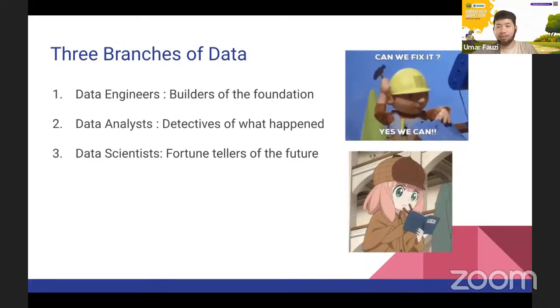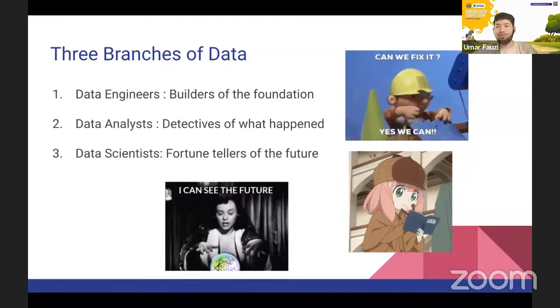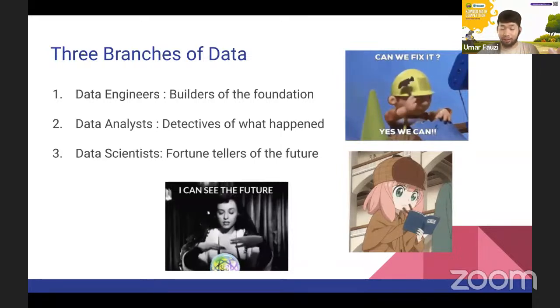And then we have the title of this presentation, data scientist. Their analogy is like a fortune teller of the future. While an analyst looks at data and tries to figure out what happened and why it happened, data scientists try to build models. A model is something that tries to recreate reality in a simplified way. To give an example, if I want to know tomorrow's weather, right?